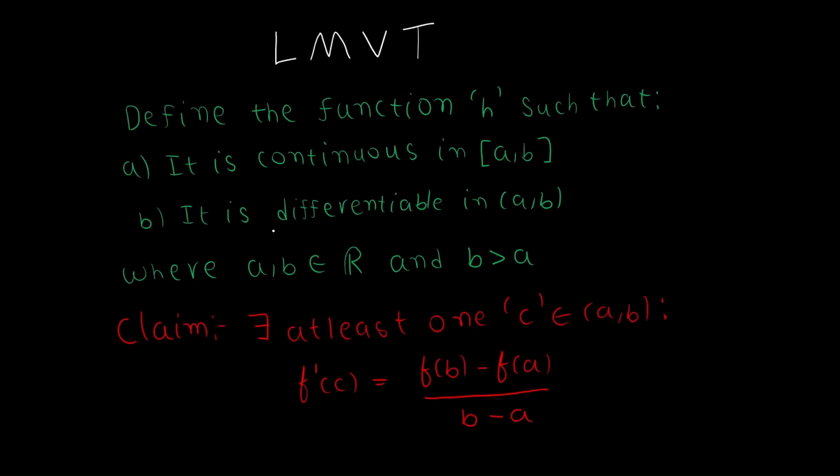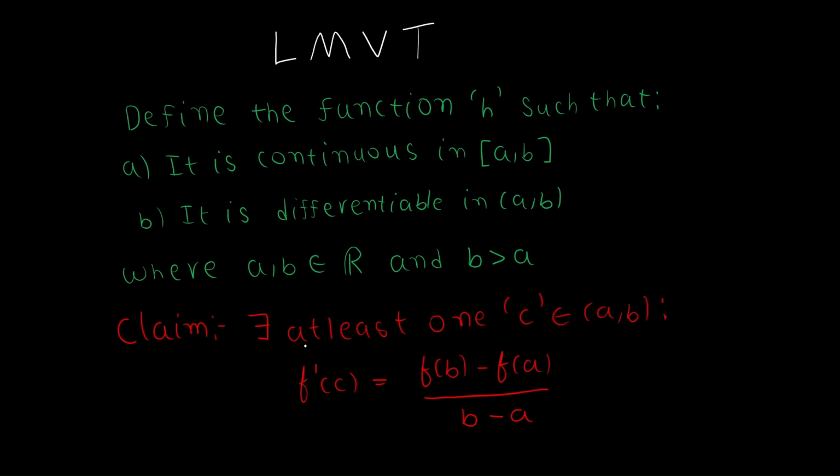Now let's move on to our next theorem, LMVT, which is nothing but Lagrange's mean value theorem. Again we'll be using the same definition. Define the function h such that it is continuous in closed interval a comma b. It is differentiable in open interval a comma b, where a comma b belong to R and b is greater than a.